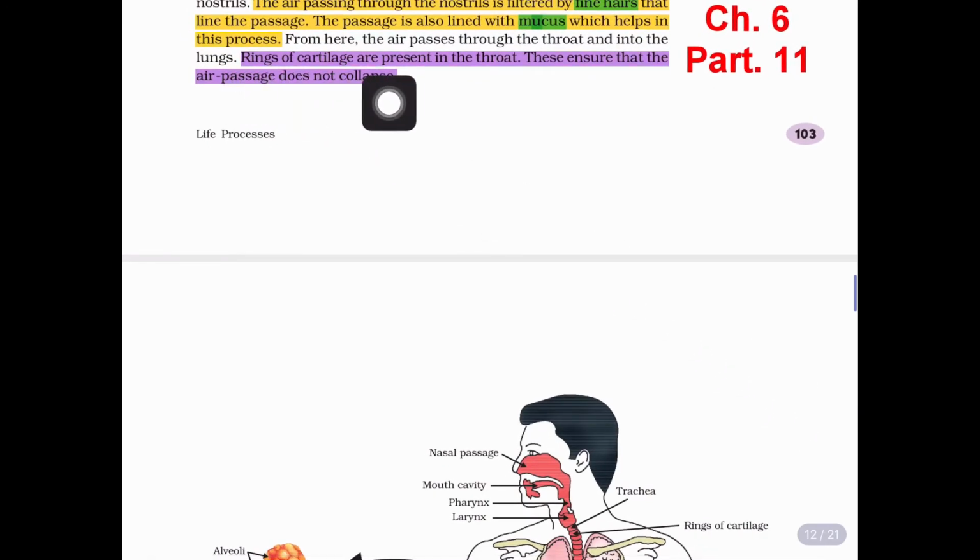Rings of cartilage are present in the throat. This ensures that the air passage does not collapse. So this is the function of rings of cartilage.